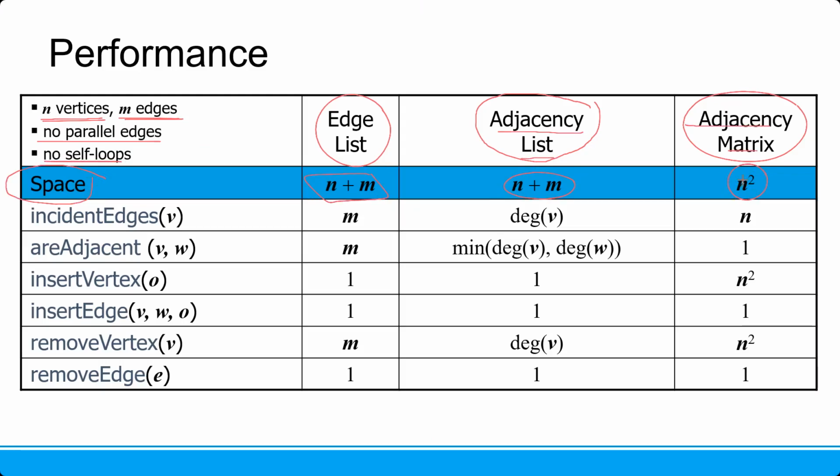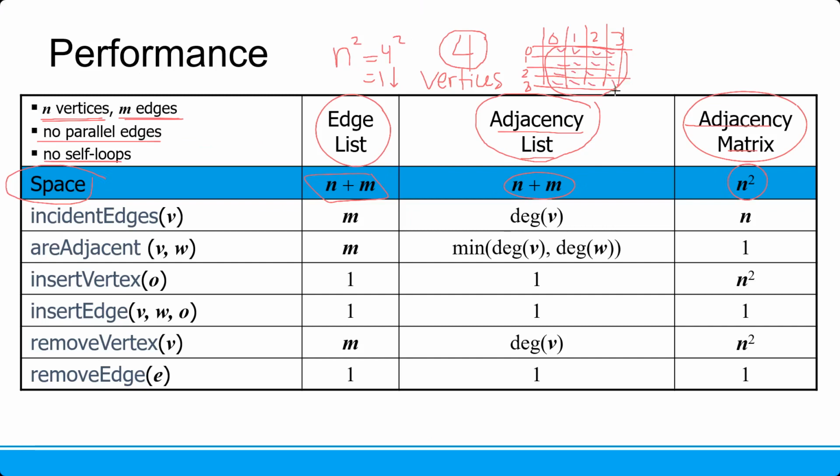What does it mean, n to the power of 2? If we have 4 vertices, 0, 1, 2, 3 and 0, 1, 2, 3, we need to have 16 spaces because n is 4. N to the power of 2 means 4 to the power of 2, which is 16. So we have 1, 2, 3, 4, 5, 6, 7, 8, 9, 10, 11, 12, 13, 14, 15, 16.